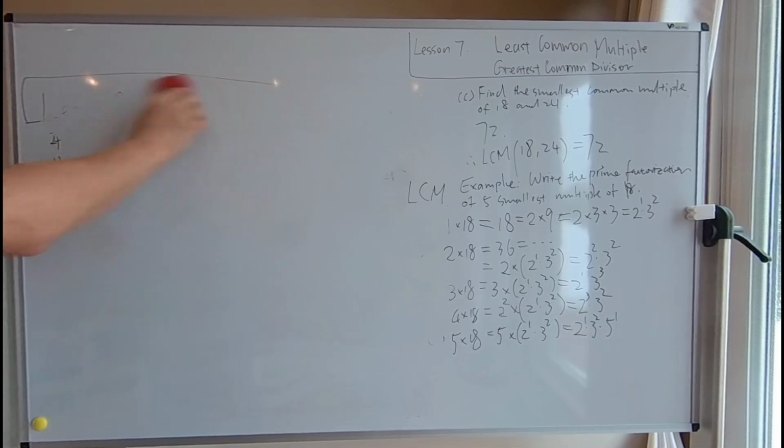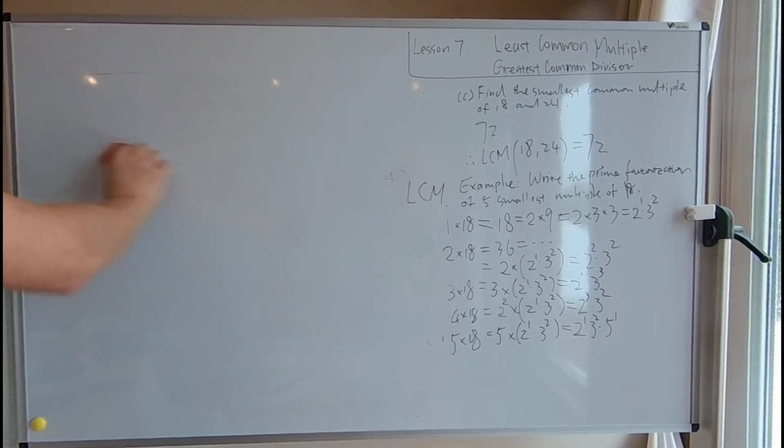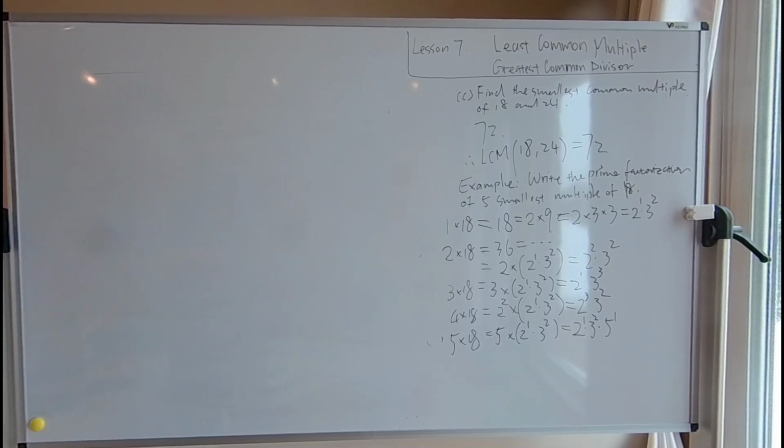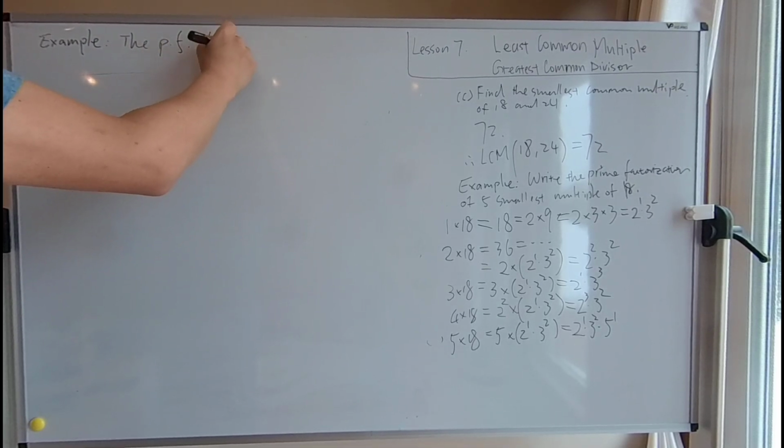Still about the prime factorization. We're going to practice a lot of prime factorization first, because later on when you learn the formula or the algorithms on how to find the least common multiple, you will use a lot of prime factorization. The prime factorization of 72 is given.